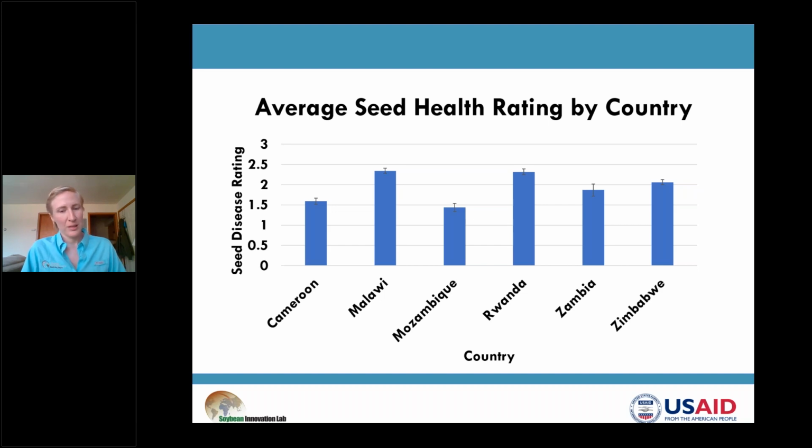So I use this rating scale to evaluate the seed that I was given. And so this is just a general overview of what I found by country. So you can see we did see everything from 0s to 5s, but overall we did see pretty low ratings, which is good. So that's just showing an overview, and they are different country by country as well, and different locations in these countries as well. Next slide, please.